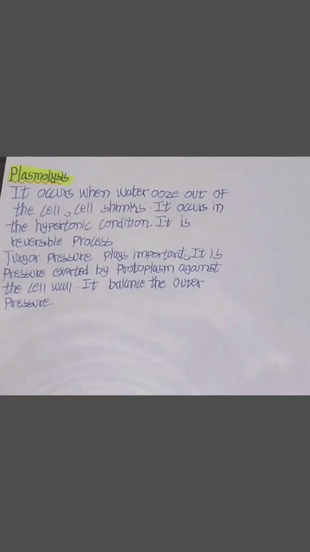See, hypertonic means if we keep the cell in a higher sugar concentration, then this process takes place. It is a reversible process. In this, the turgor pressure plays an important role. It is the pressure exerted by protoplasm against the cell wall, and it balances the external pressure which is exerted on the cell.